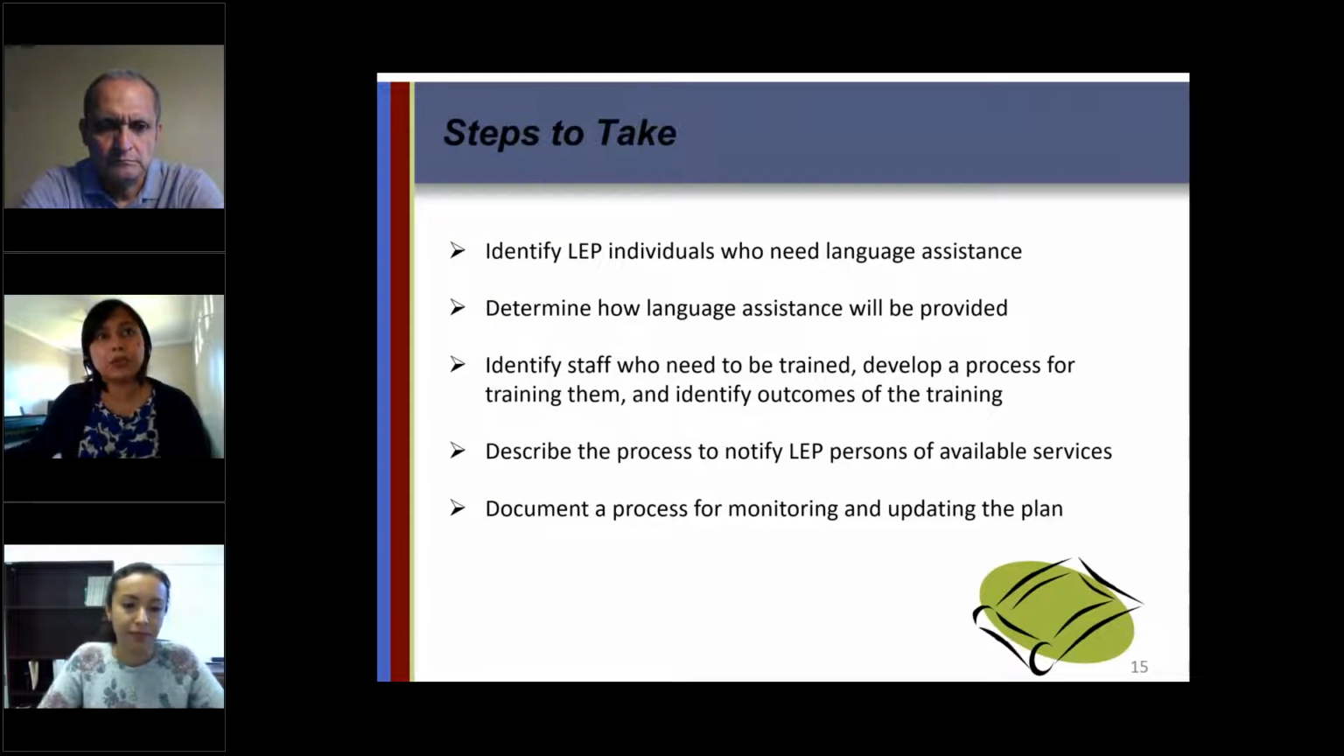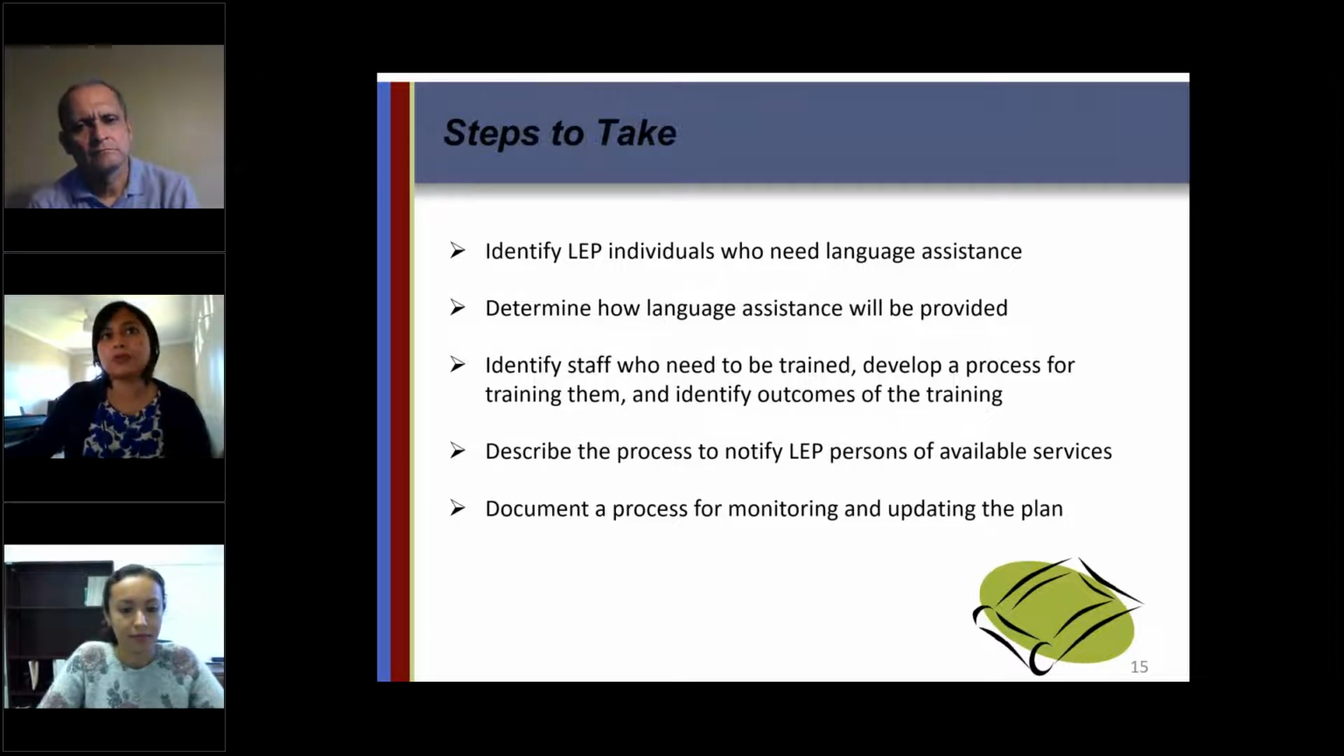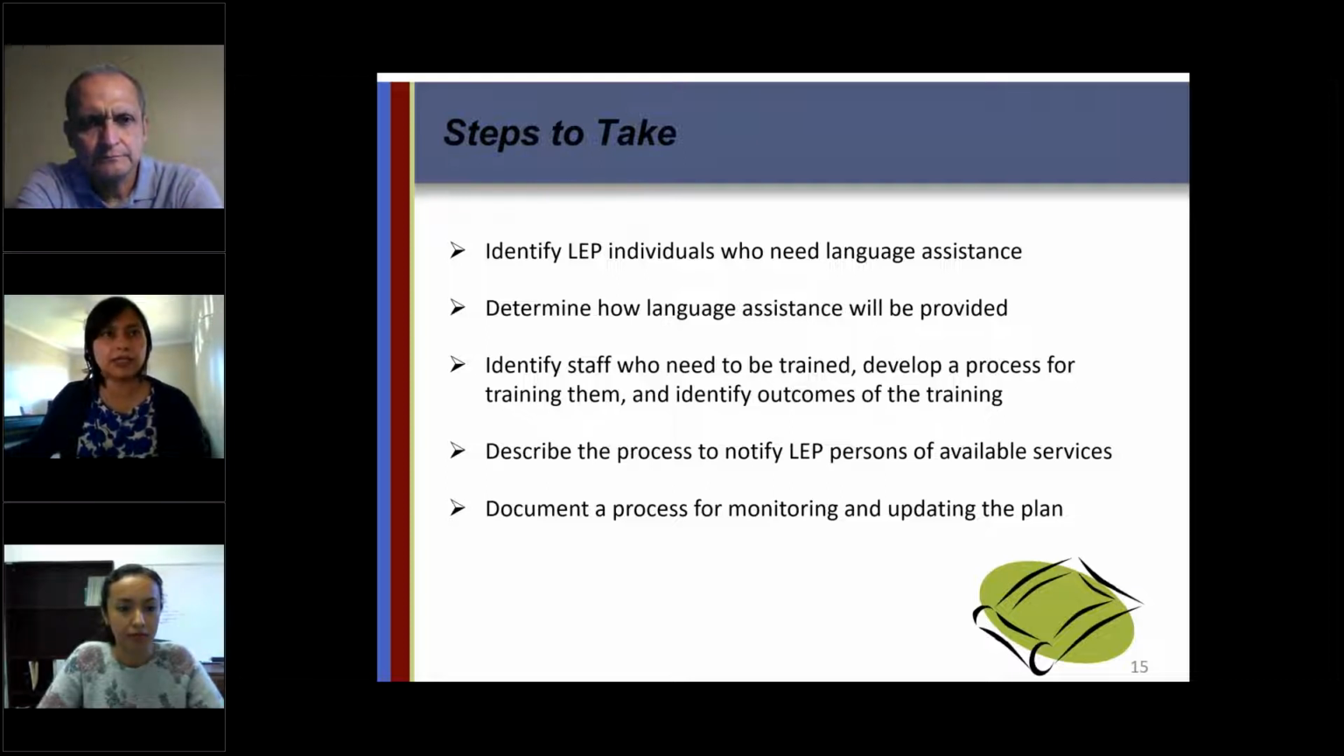Once you've completed your 4-factor analysis, you can develop a plan for providing language access services to your patients. Useful steps for developing that plan might include identifying individuals with limited English proficiency who need language access, determining how that access will be provided, identifying staff who will need to be trained, developing a process for training them, and identifying outcomes of the training. Then describe the process to notify patients with limited English proficiency of their available services, and document a process for monitoring and updating that plan. CLAS Standards 4 through 7, which focus on language access services, will provide you with some additional information about undertaking these steps, and I'll cover these a little bit in more detail on the next slide.